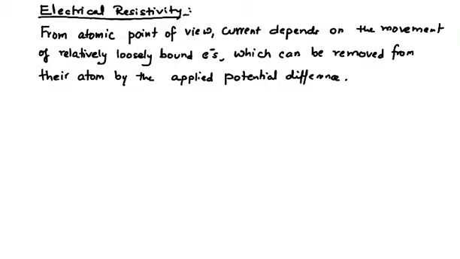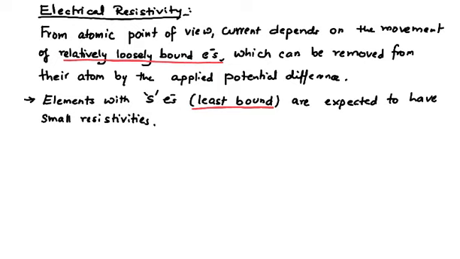In this video, we'll discuss a few properties of elements. From an atomic point of view, current depends on the movement of relatively loosely bound electrons, which can be removed from their atom by the applied potential difference. We have seen earlier that elements with s electrons are least bound, and thus such elements are expected to have small resistivities or higher conductivity. We know that resistivity is equal to 1 over conductivity.